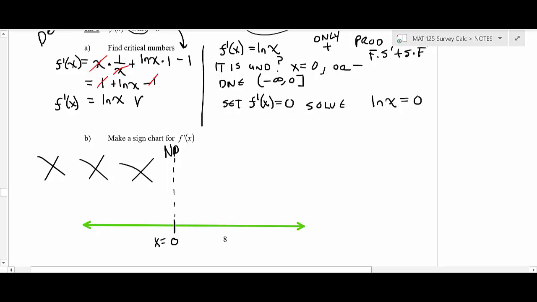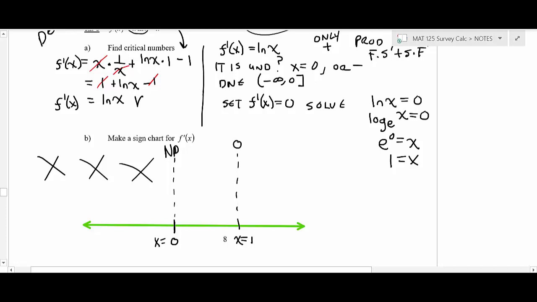So now you have to dig into your algebra background. You have to know how to solve logarithmic equations. The natural logarithm is base e, so you need to write this in exponential form. That's e to the 0 equals x. Anything to the 0 is 1, so you have a critical point at x equals 1, and that's where the derivative is 0.